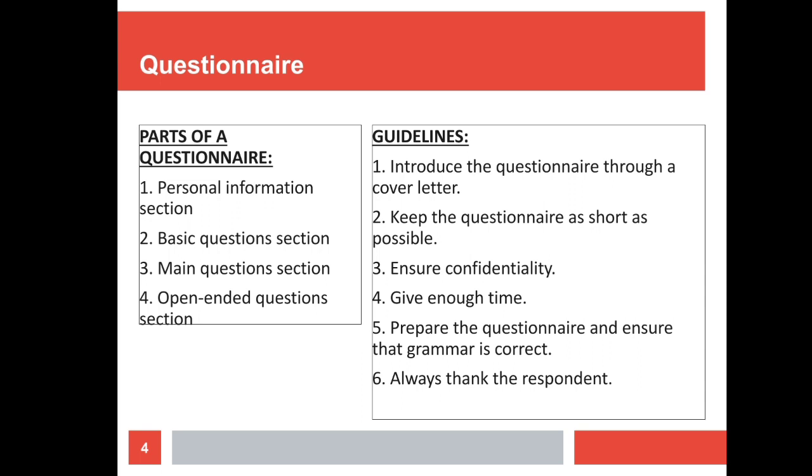The basic question section serves two purposes. The first purpose is to establish that the person you're asking is the right person for the study. The second purpose is to establish rapport with the interviewees or the respondents. The main question section is where you directly ask questions related to your research study.